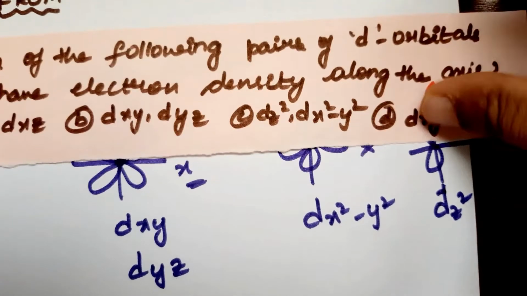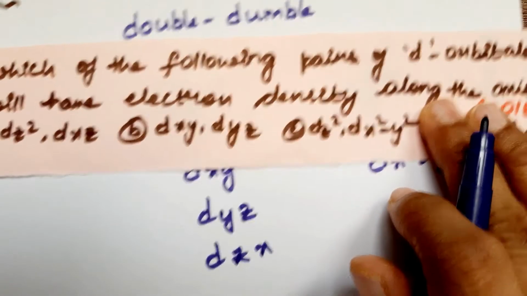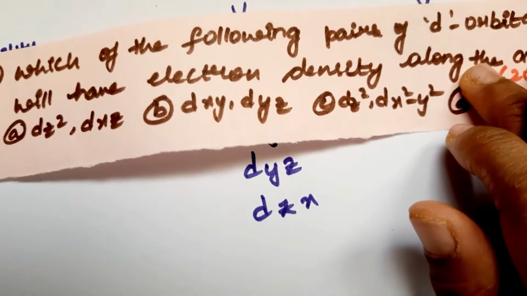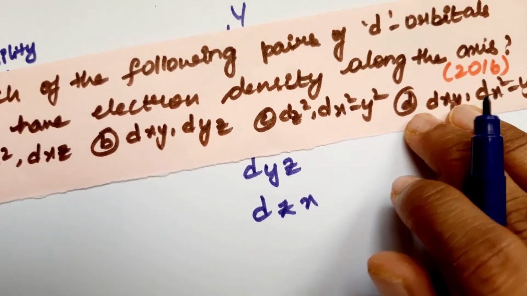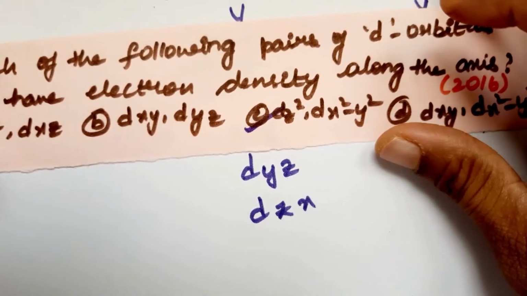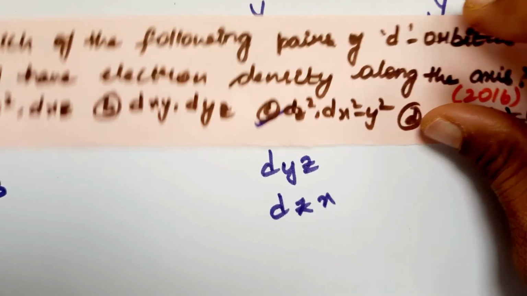What is the question here? Which of the following pairs of d orbitals will have electron density along the axis? What is the option, students? Here C is the option: dz square and dx square minus y square.